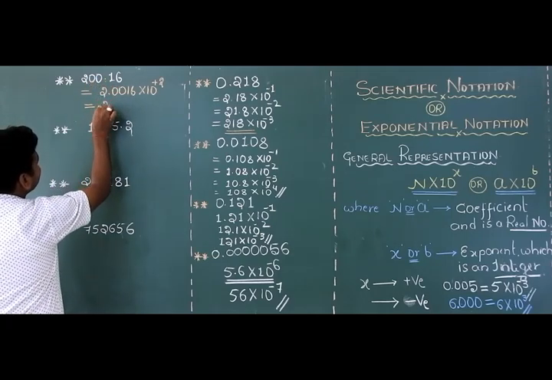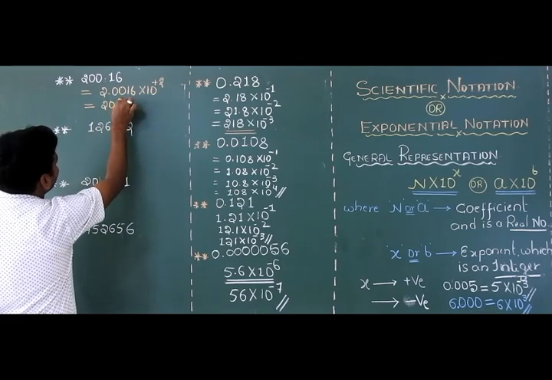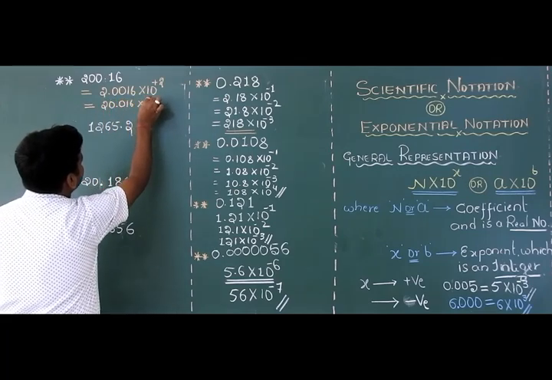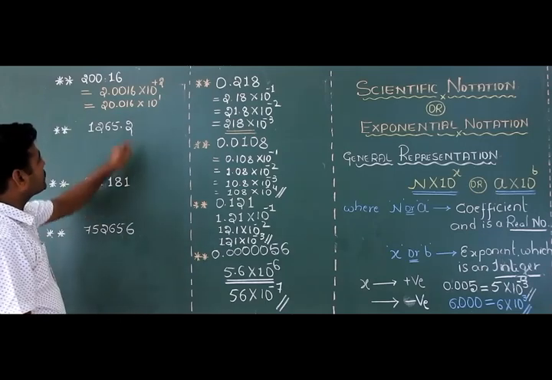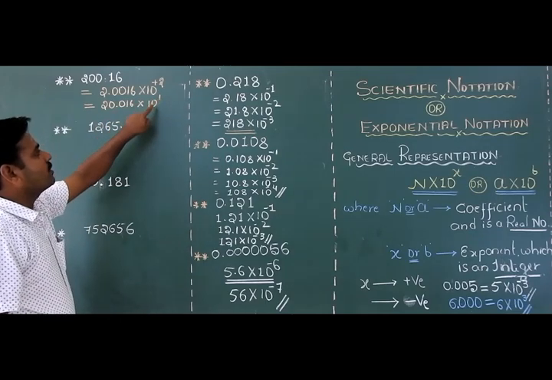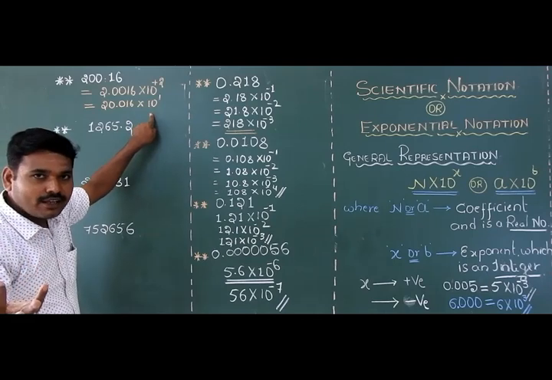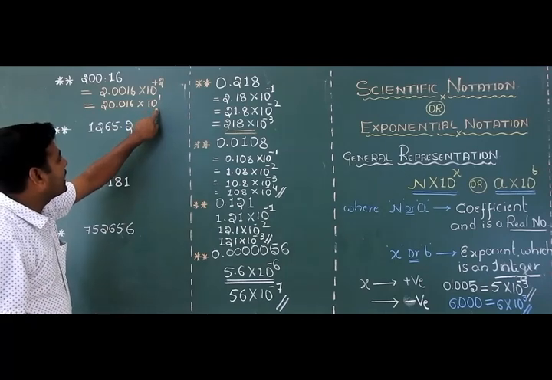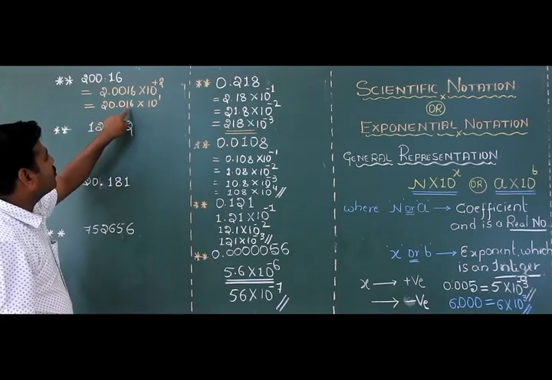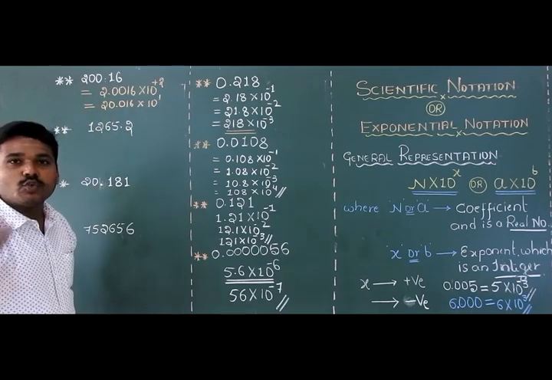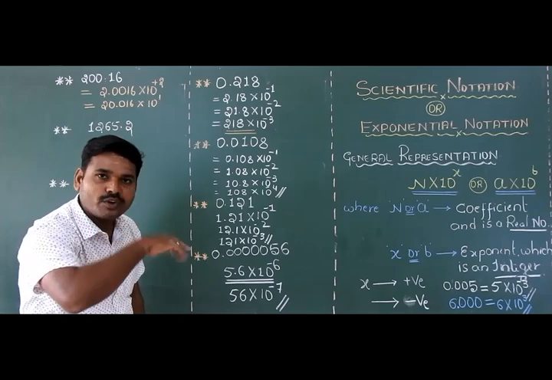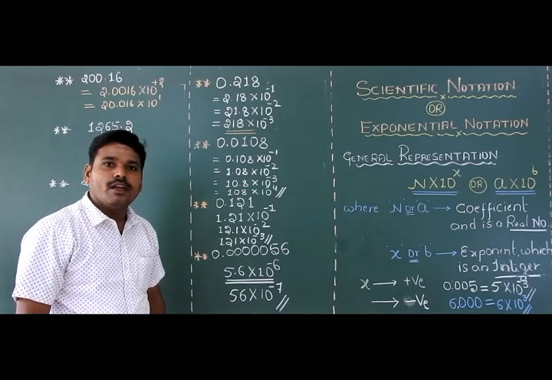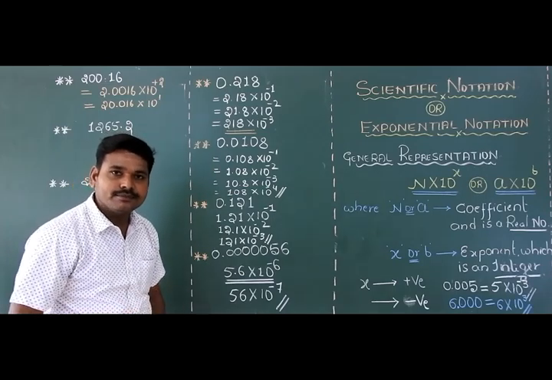Then you get 20.016 into 10 to the power of plus 1. 10 raised to plus 1 means it is nothing but 10 only. If you multiply this 10 into 20.016, once again you will get 200.16 only. Is it clear? Is there any doubt in this example? Are you all understanding this concept?